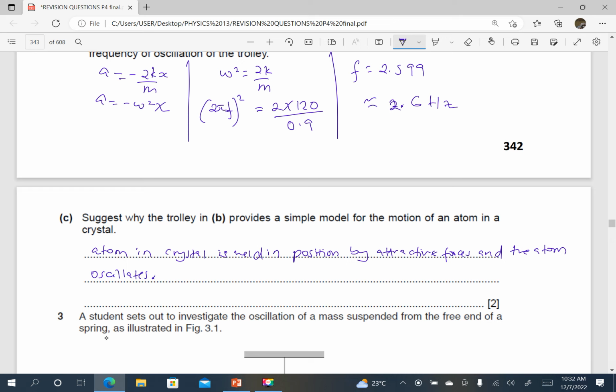So this one is in agreement. But on the other side, we can disagree. Here we have said, okay, an atom in a crystal is held in position the same way that the trolley has been held. It is held by attractive forces and the atom oscillates the same way that the trolley was oscillating. But on a reverse argument, we can give details, or it's not just two forces that act on an atom.